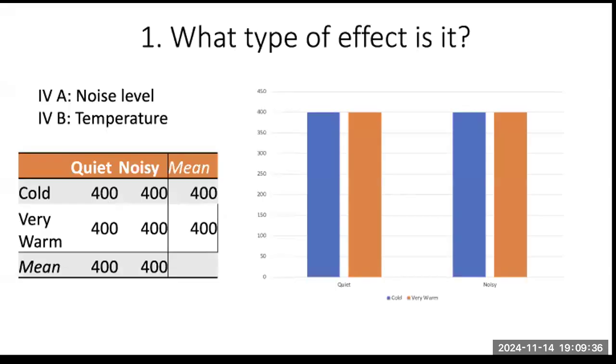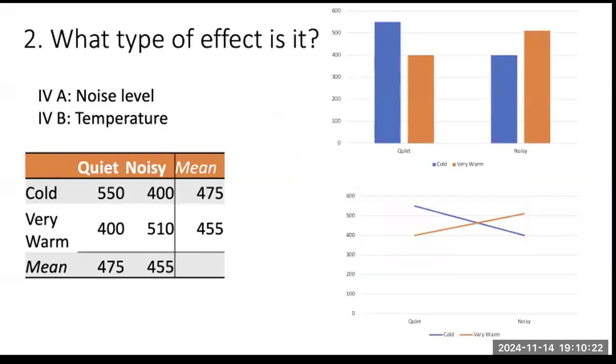What type of effect is this? Remember, with factorial design, you had main effects, interaction effects, and simple effects. Given some data and a graph, you should be able to tell me, is there a main effect, interaction effect, no effect? Looking at the data and the graph, what type of effect is it? No effect. Correct. Why is there no effect? The values are all the same, right? So it didn't make any difference at all.